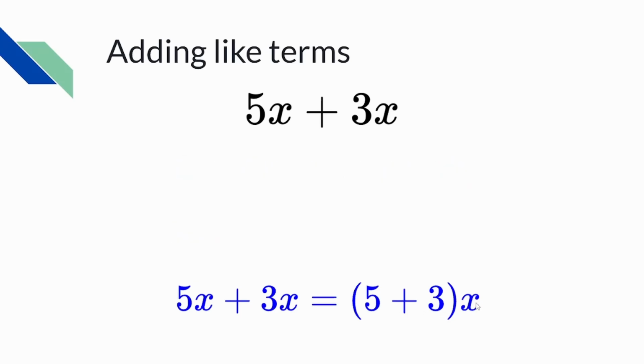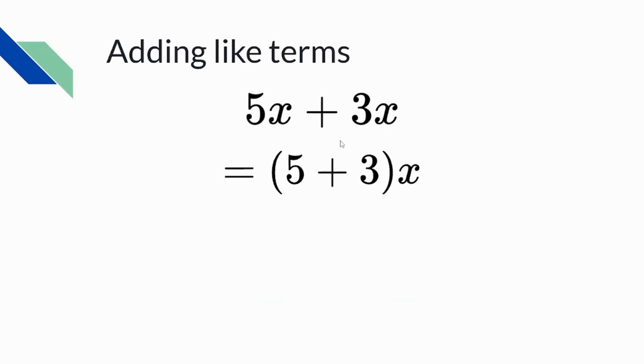5x plus 3x is exactly what I have up here in black. So let's switch back to black. Here we have 5x plus 3x equals 5 plus 3 times x. In parentheses, that 5 plus 3 just becomes 8. So our answer is 8x. So congrats, we've just added like terms for the first time, and we took a look at why it works.